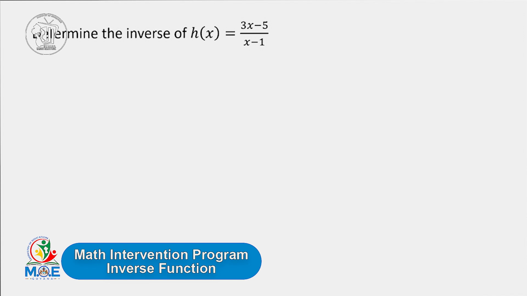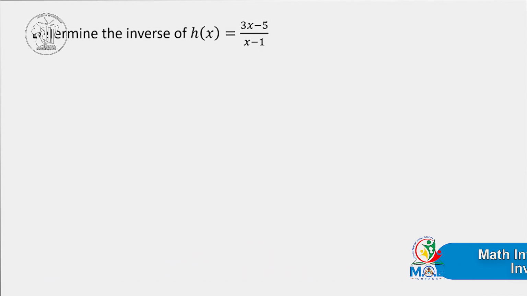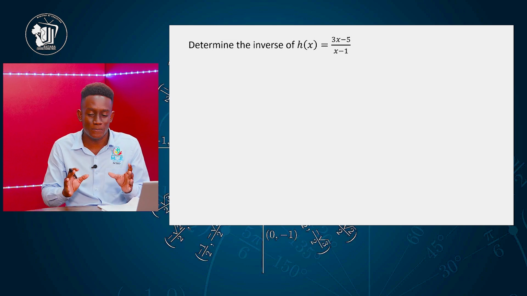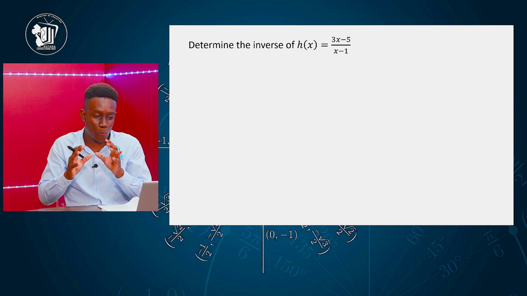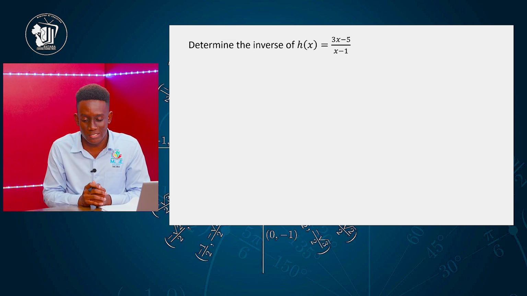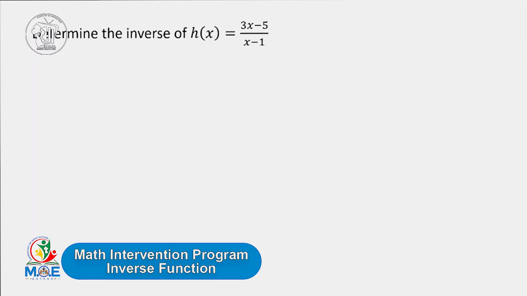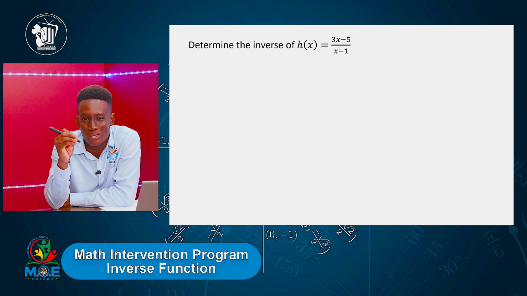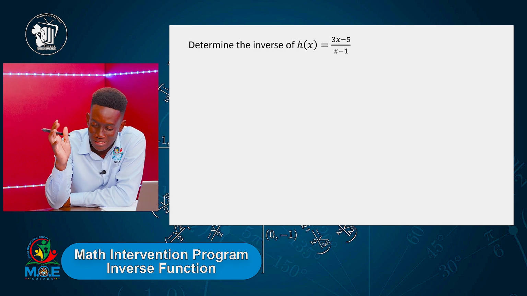So let's look at the last example of how these functions can come and ask us to find the inverse. This one is a bit more challenging, so we need to be careful when we are working these kinds. The question says, determine the inverse of h of x is equal to 3x minus 5 all divided by x minus 1. In cases like these, we follow the same steps, but we'll have to do one extra something when we are changing the subject. So let's look at that.